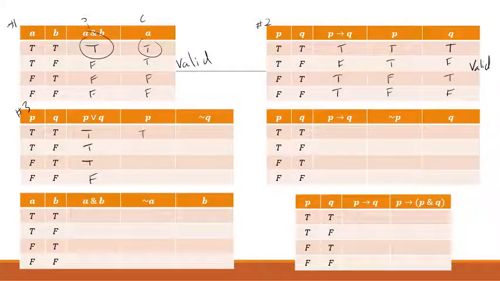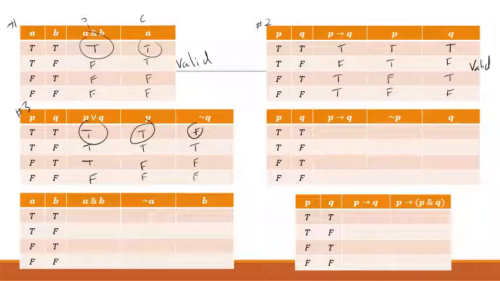P is just P, so nothing too tricky there. And not Q is just the opposite of Q, right? So if Q is true, then not Q is false, and if Q is false, not Q is true. So we go from true, false to false, true. As I mentioned, this argument is invalid, and that is because there exists a line where you have all true premises and a false conclusion. So this argument is invalid. Okay, moving on to number 4, P arrow Q.